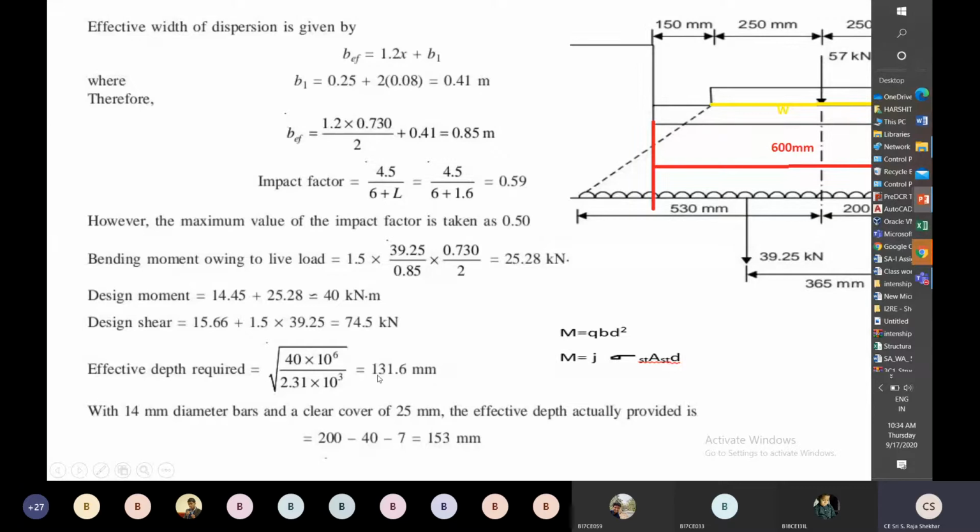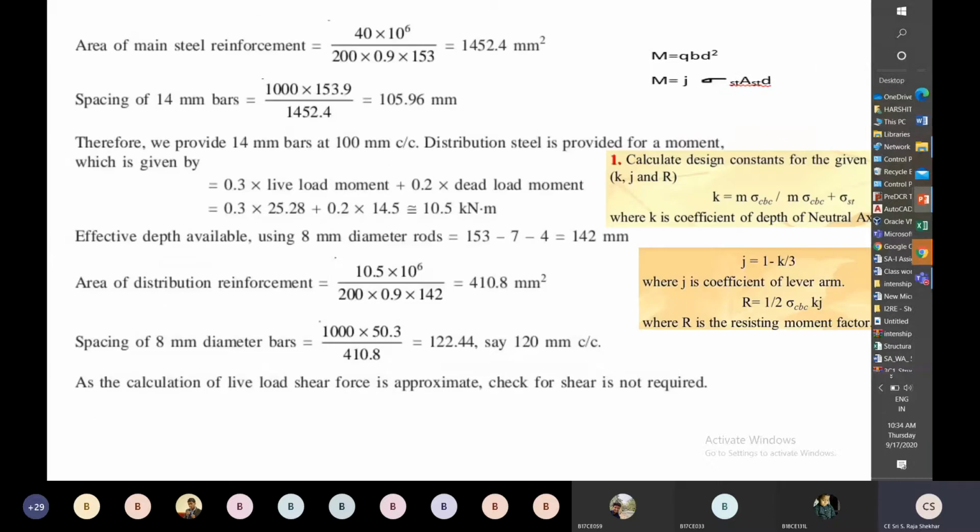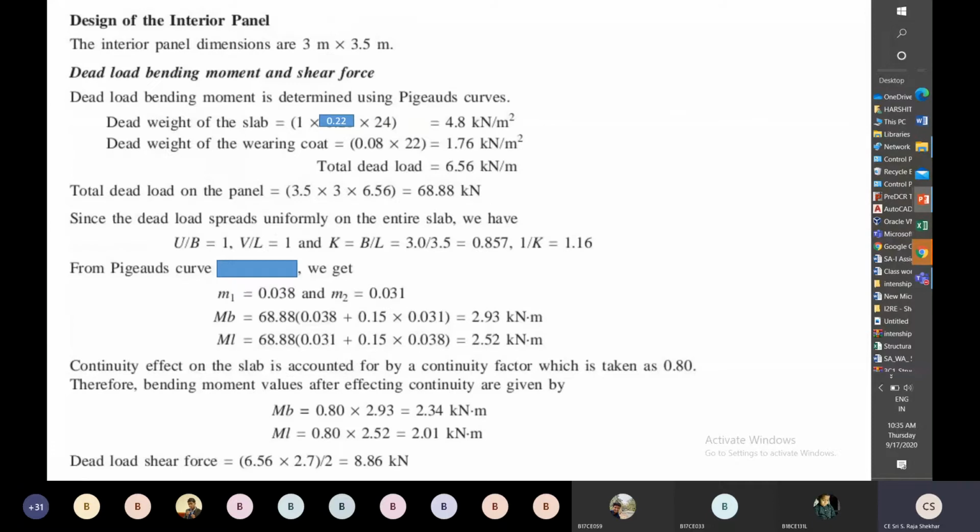After that, we calculated the depth of slab required for the cantilever portion by using the formula M is equal to Q into b d square. After that, we calculated the area of main reinforcement required for the cantilever portion, then the distribution steel required and spacing requirements. So that is about the cantilever portion.